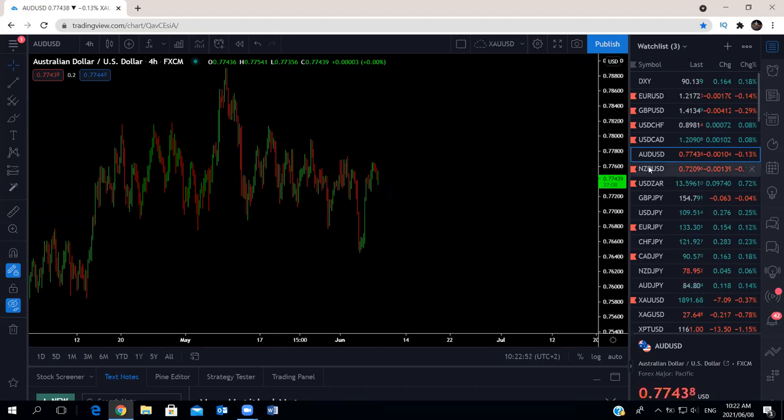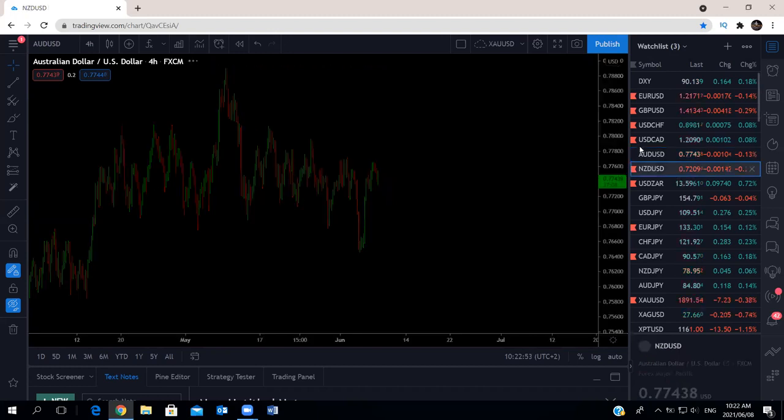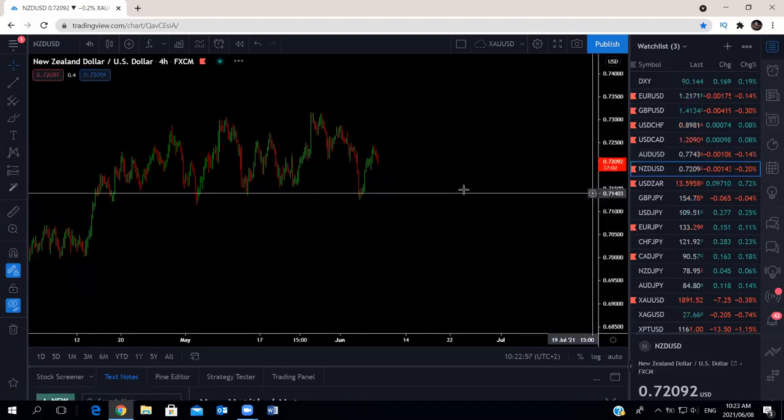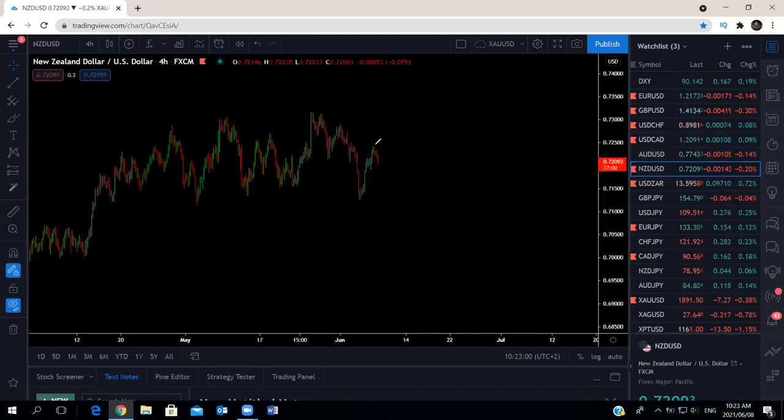It will be similar to what we have on the New Zealand. So New Zealand has also made an impulsive move in 5 waves, and we expect a deeper correction, possibly to the 50-61% of this before a resumption of the move to the upside. So the structures here are clear on the US dollar pairs.